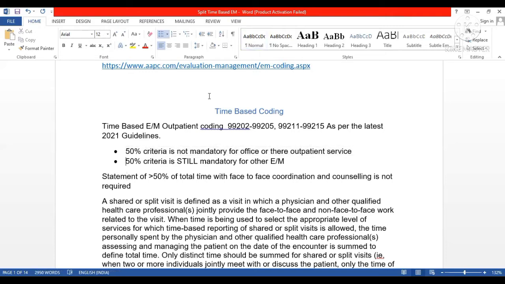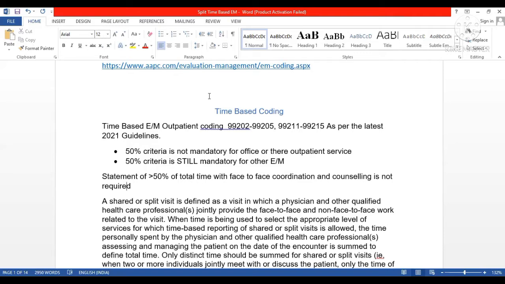I just want to make clear that when we have the time given in the report, how to code and what are the things that we need to check while coding the time-based services. Earlier we used to check whether, along with the time spent by the physician, we had the statement of 50% criteria and face-to-face counseling and coordination. But now we don't need to check anything else. We just go with the time spent by the physician.